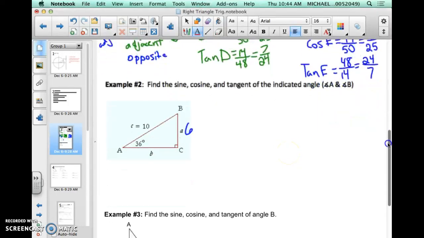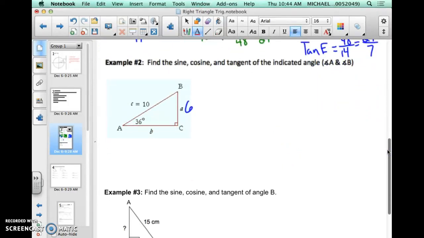Alright, in this video we're going to finish off this note sheet and look at the Pythagorean theorem to help us find an unknown side of a right triangle before we can actually find the trig ratios. So I'm going to do example 2 and I'm going to ask you to do example 3 within this video before you move on to practice work.